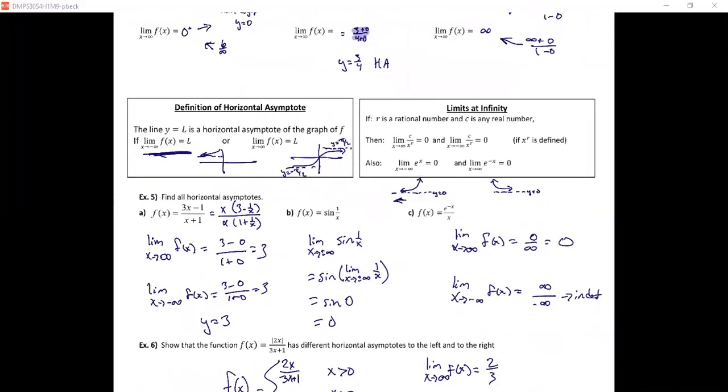So in example 5, our goal is to find all horizontal asymptotes. On problems like this, I typically don't make students write down all their answers because they can think through it in a fairly efficient way. I showed all the different algebraic approaches to how I got there. If there are any questions, just let me know, but most students seem to be able to do these problems on their own.